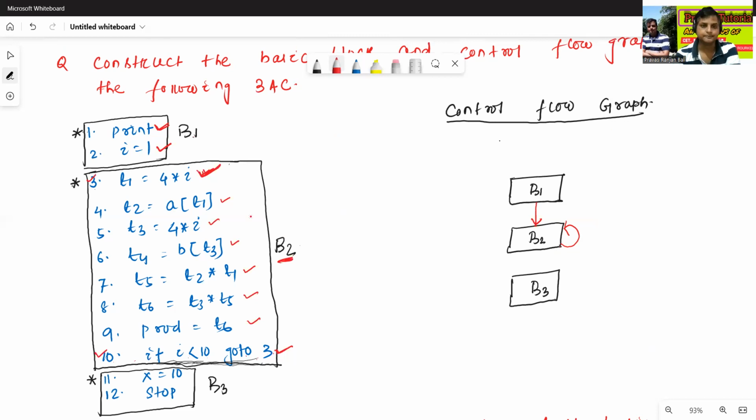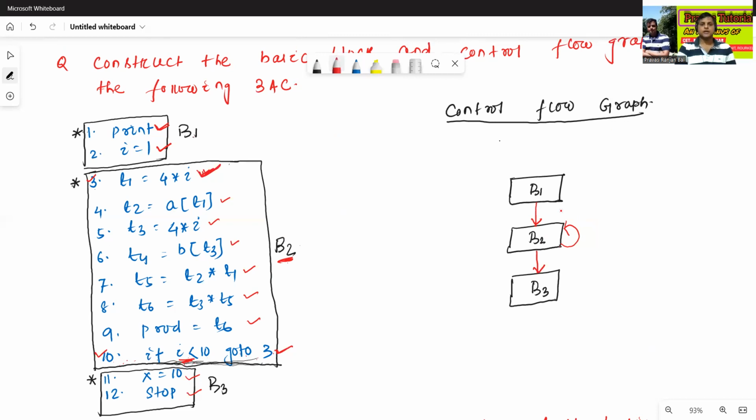Okay. Now suppose in line number 10, my condition is false. Suppose the I value is like 11, which means the condition is false. Then we'll directly execute which line? Line number 11. Then we'll stop here. That means if my condition is false in line number 10, we can directly go from B2 to B3. So this is my control flow graph.